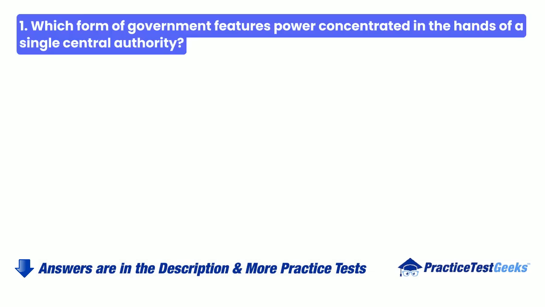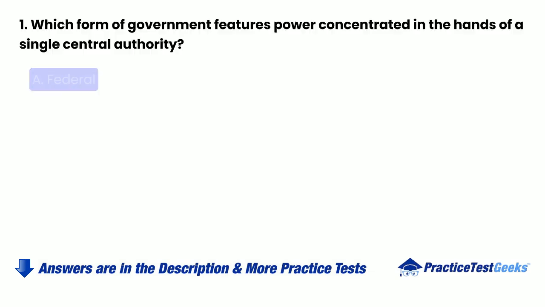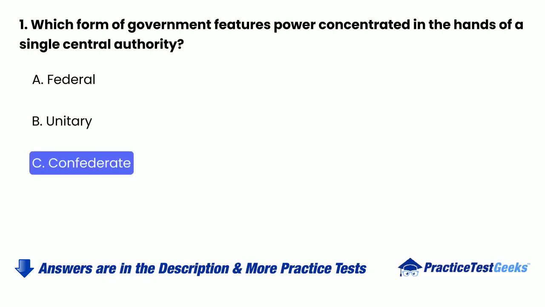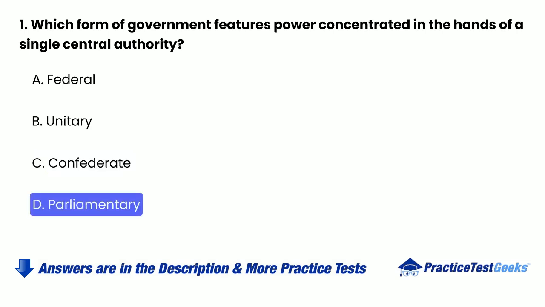1. Which form of government features power concentrated in the hands of a single central authority? A. Federal. B. Unitary. C. Confederate. D. Parliamentary.